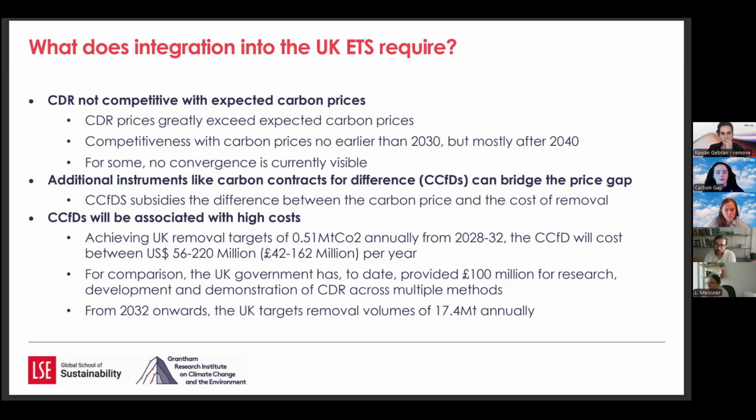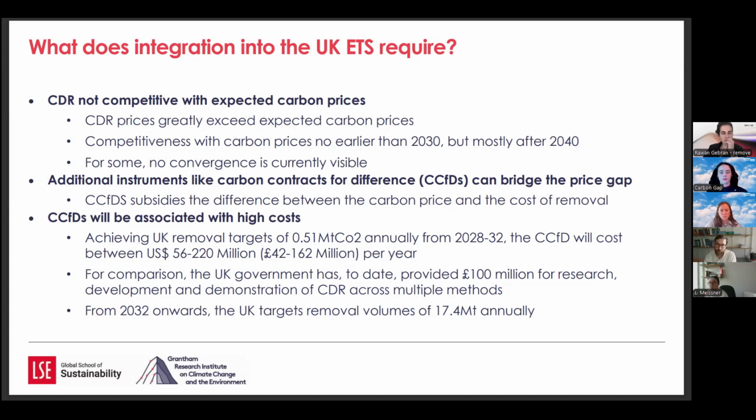If we were to use this average, we think the cost to the UK Treasury would be somewhere between 42 to 162 million pounds sterling per year, or 56 to 220 million dollars per year. And this really depends on the composition of the type of CDR methods being used. If it's predominantly DAC, the figure is more towards the higher end of this range. If it's BECCS, then it's towards the lower end. So it depends on the composition that is procured.